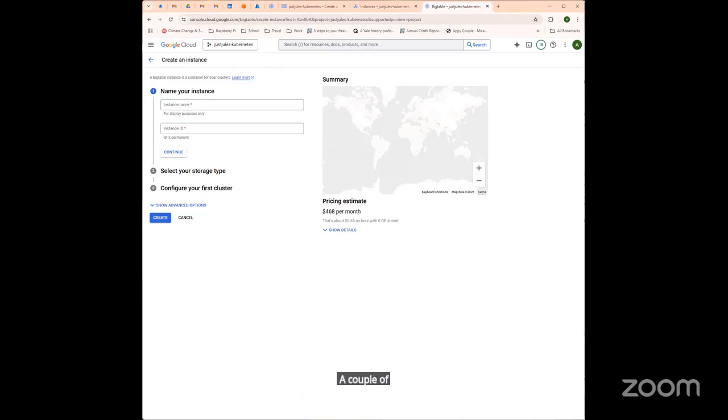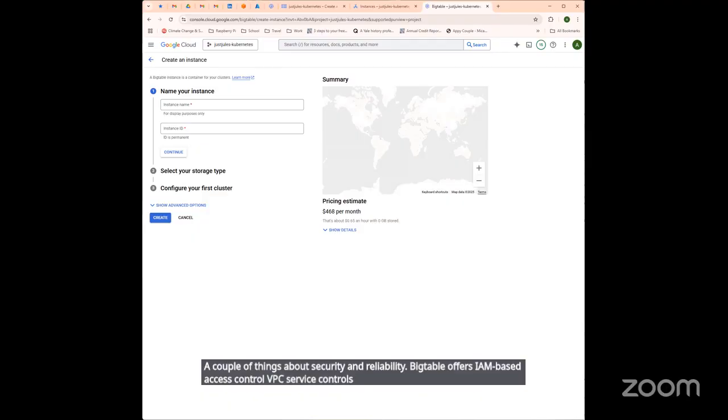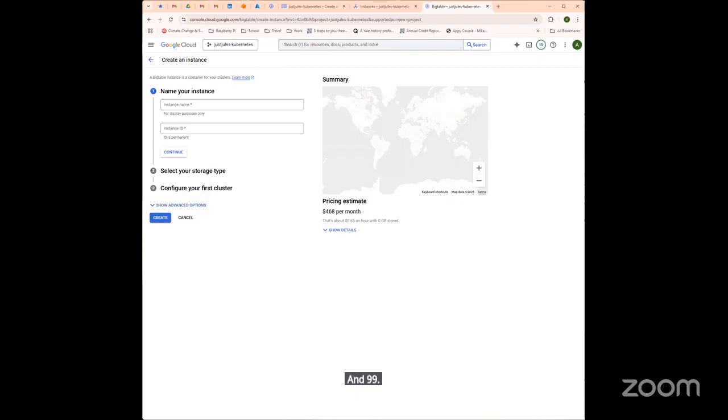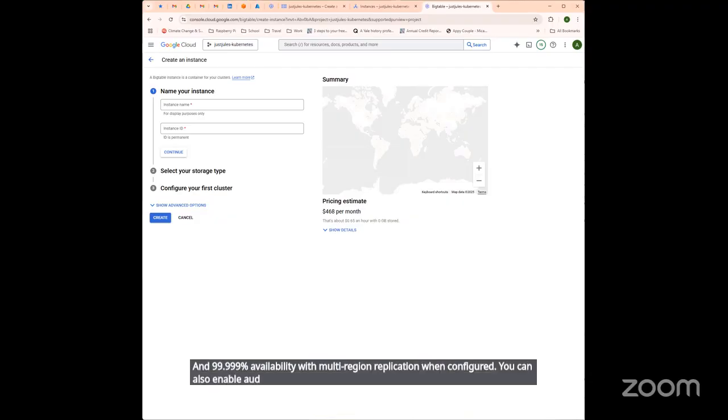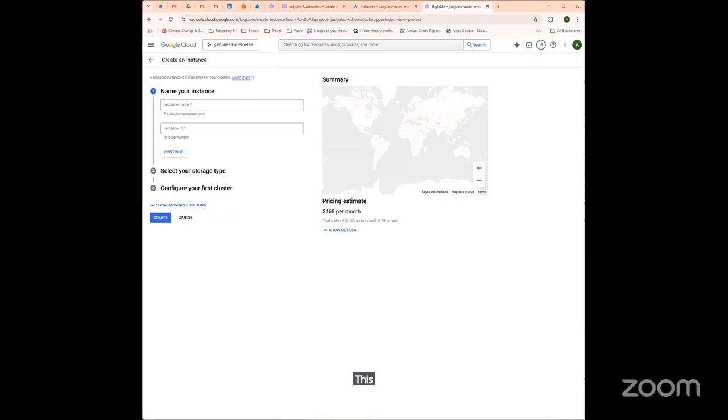A couple of things about security and reliability. Bigtable offers IAM-based access control, VPC Service Controls for data exfiltration protection, encryption at rest and in transit, and 99.999% availability with multi-region replication when configured. You can also enable audit logging to track who accessed what. This is crucial for compliance and monitoring.